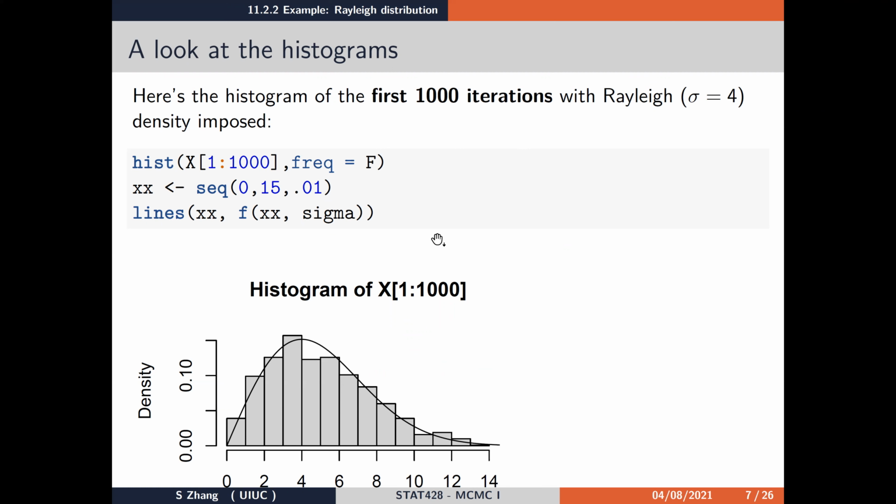But in general, you will expect that at the very beginning, for the first few x's, they haven't yet converged to the stationary distribution, and in that case you might want to toss away the initial samples when you calculate, for example, Monte Carlo estimates using the samples that you have drawn. We will talk more about this later on.